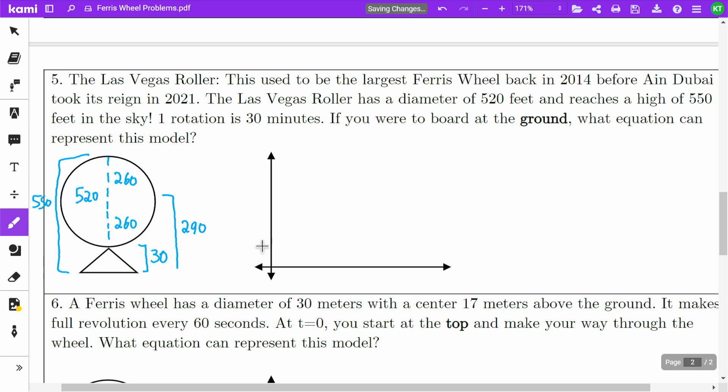So this is going to represent my low point being 30. That's the lowest point in the Ferris wheel. The middle point being 290. And then the highest point off the ground being my 550.